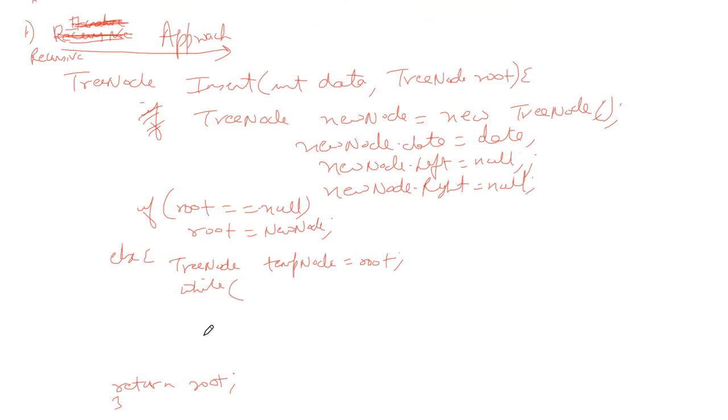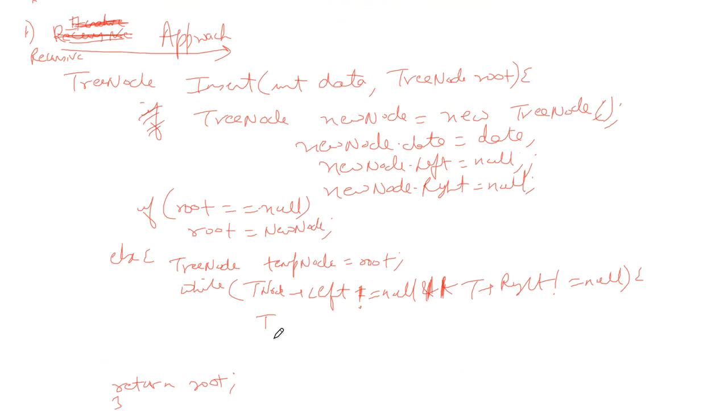It can be anything. If there are both right and left, you can take either right or left. Tell me the condition. While temp node dot left is not equal to null or temp node dot right is not equal to null, then temp is equal to temp dot left.